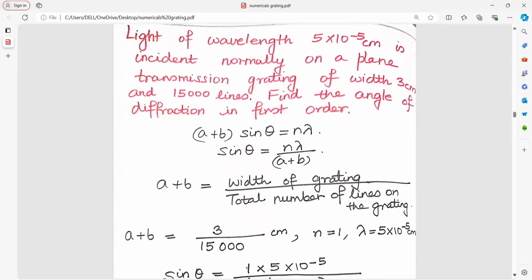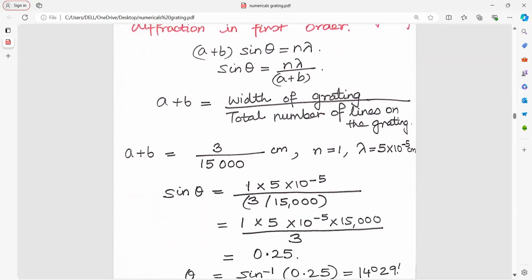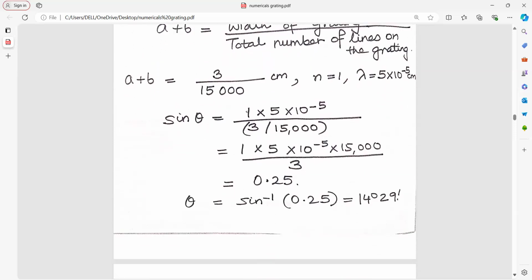Light of wavelength is incident on a plane transmission grating, angle of diffraction. Simple formula, a plus b sine theta is equal to n lambda. You find out the value of a plus b, put it in the expression for sine theta, and you get your answer.